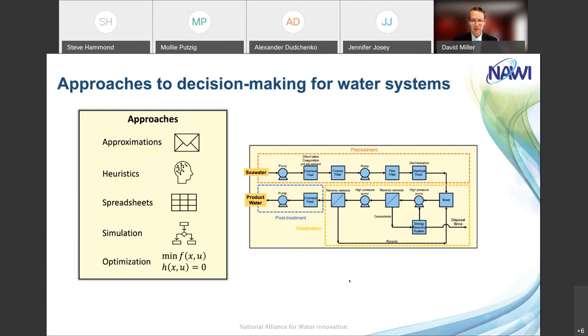And finally, we could consider optimization, which is really just simulation run multiple times or being able to change more variables at once in order to achieve a desired outcome. And this can be especially useful when we know we want to, say, minimize the levelized cost of water, but there are so many variables that we need to understand how many of them work together in order to affect the cost for a complex system.